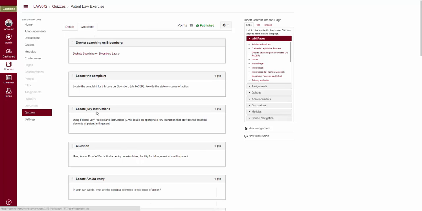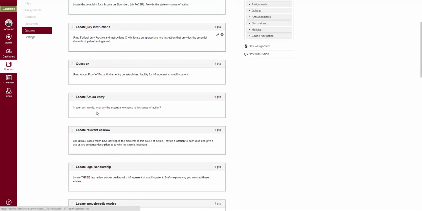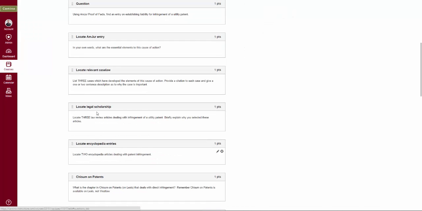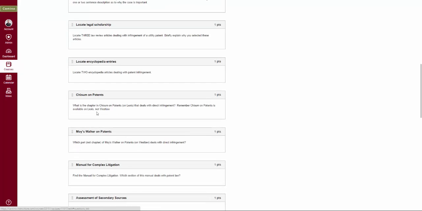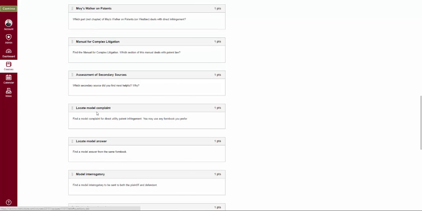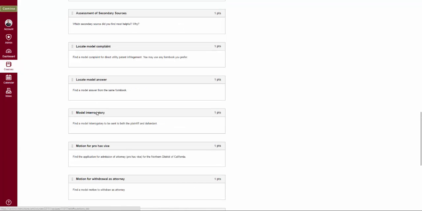After you have located the docket sheet, I want you to locate some model jury instructions that would be useful, some secondary materials, so encyclopedia entries, legal scholarship, also some case law that would be helpful, and then the relevant sections from both Chisholm and Walker that would be helpful for this case. And then the rest of the assignment, I'm asking for model documents.